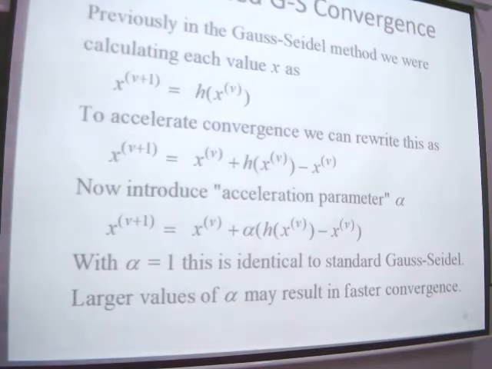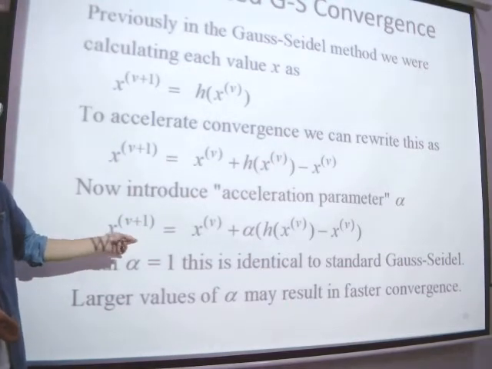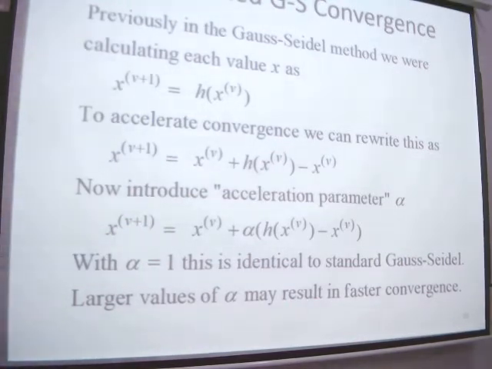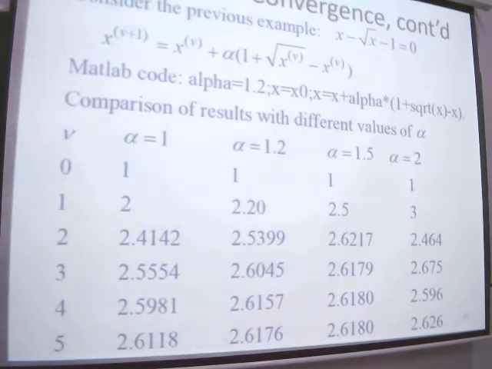We also know there is a method to accelerate the convergence, the acceleration parameter alpha. We can get this coefficient in this formula, and by setting different values of the acceleration coefficient alpha, we get different numbers of steps, or different speeds to achieve convergence.